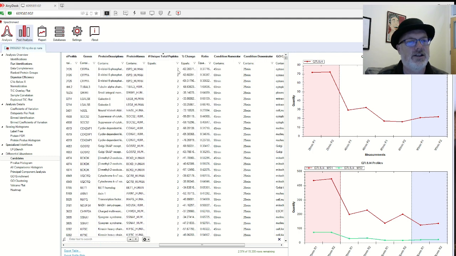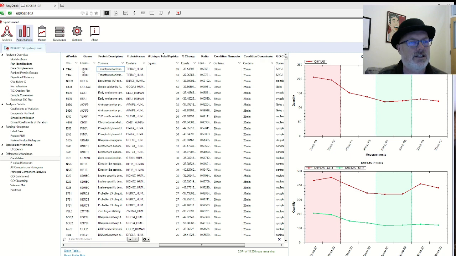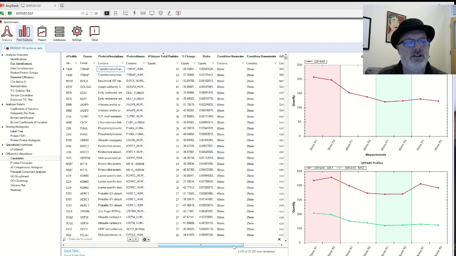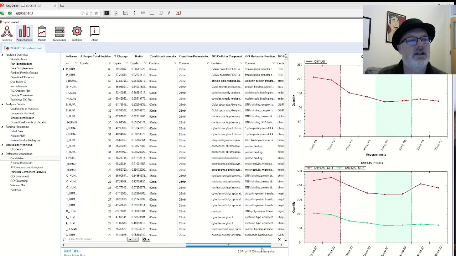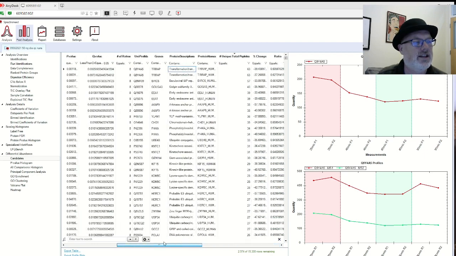You can sort here, and you can see the lowest number is 2, highest number is 63. It tells you the ratio. I believe that's the log-2 ratio. Condition name, numerator, denominator, gene ontology, molecular function, that kind of thing.